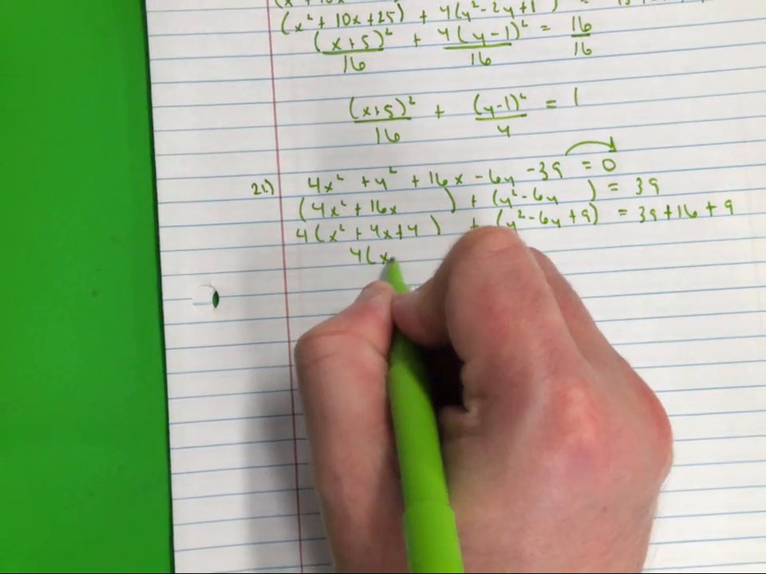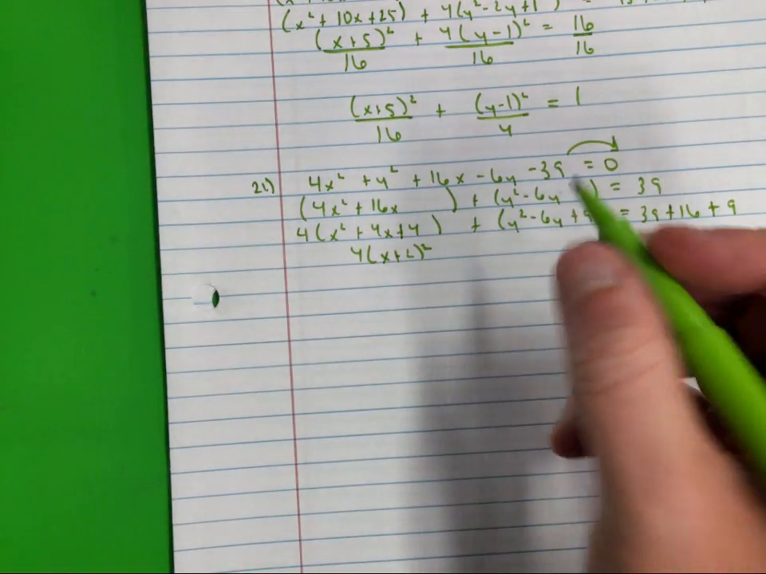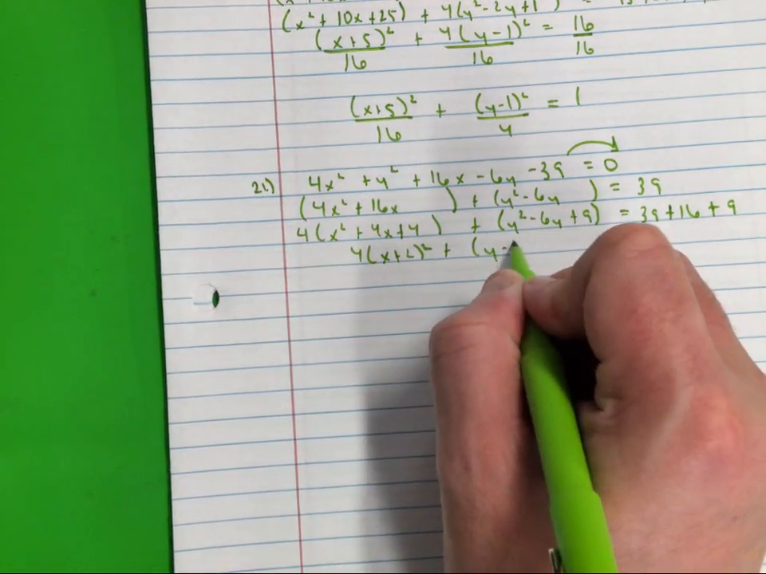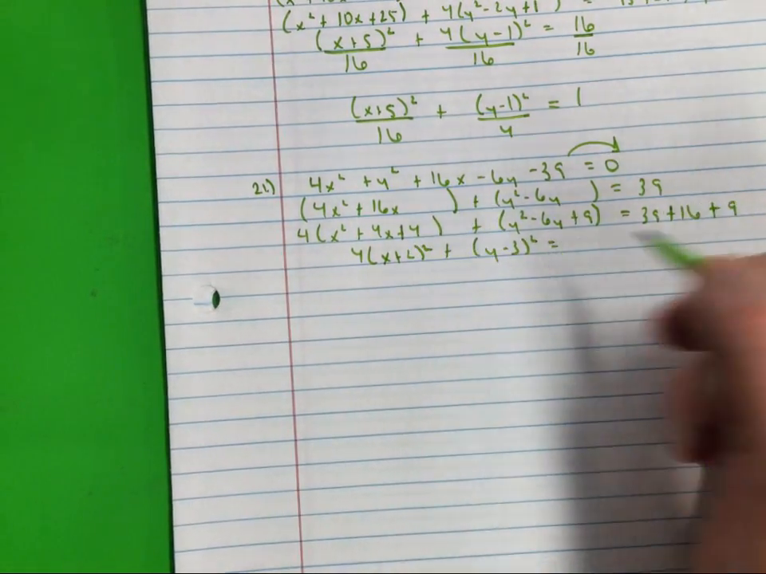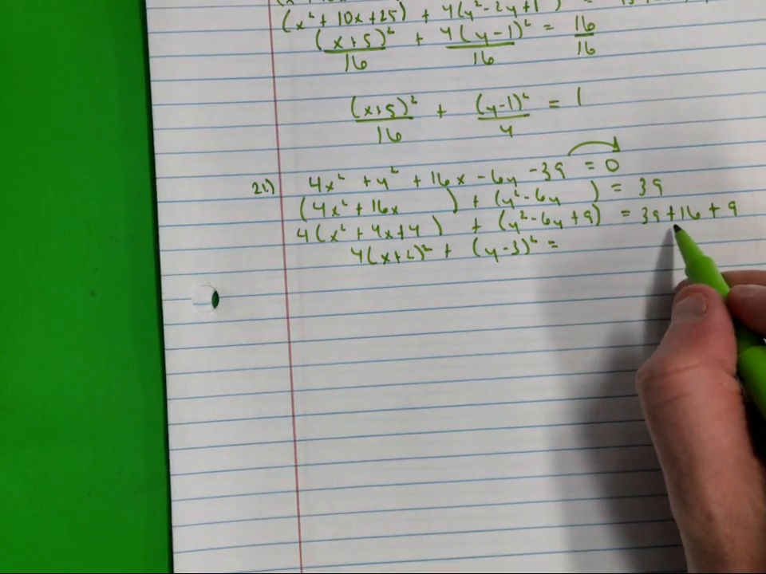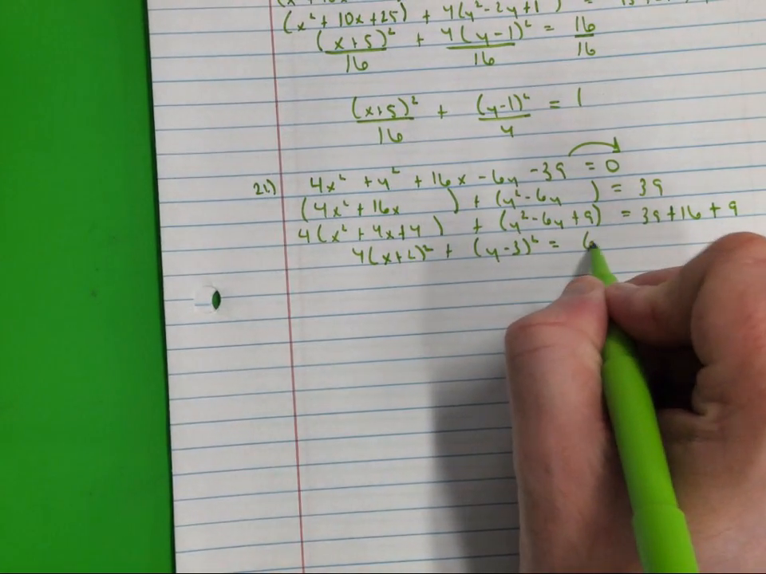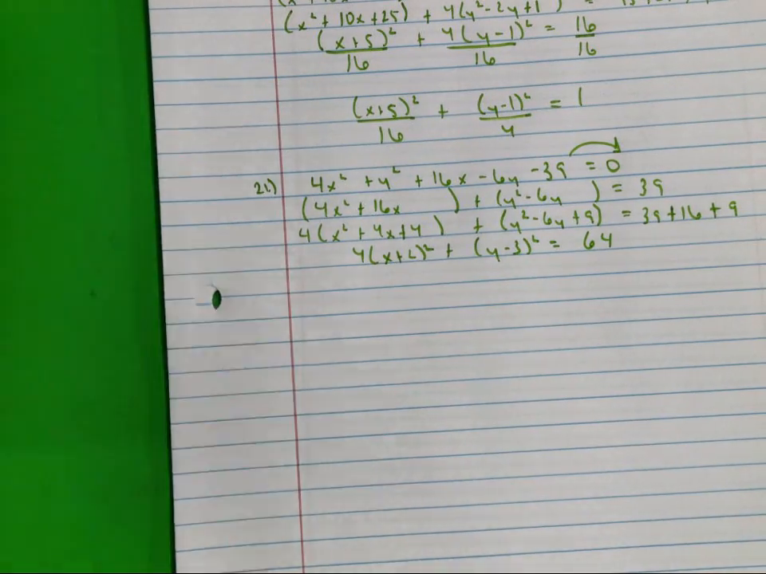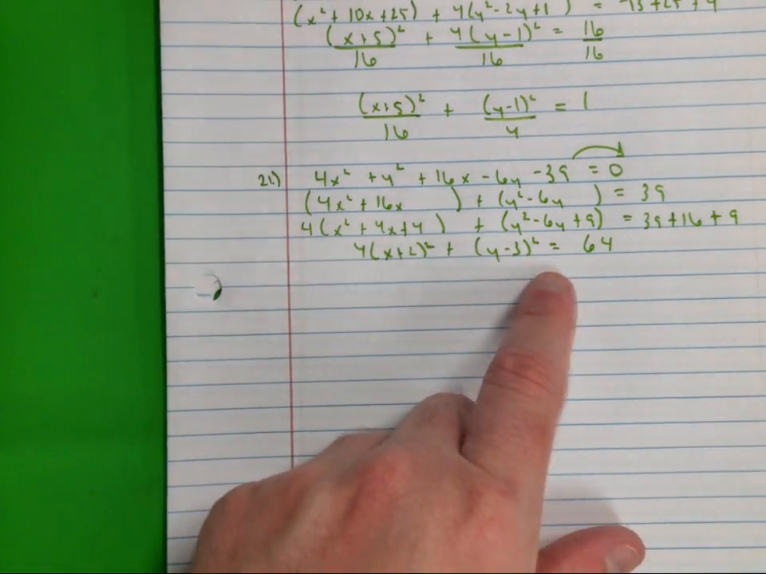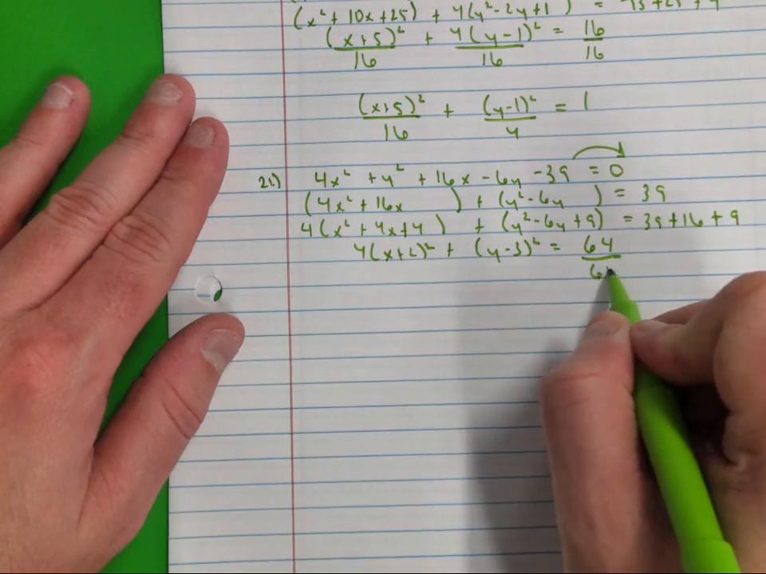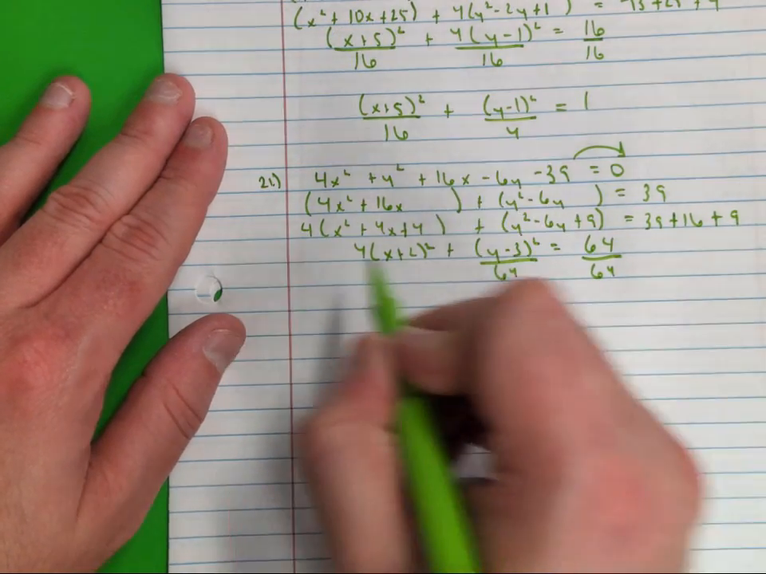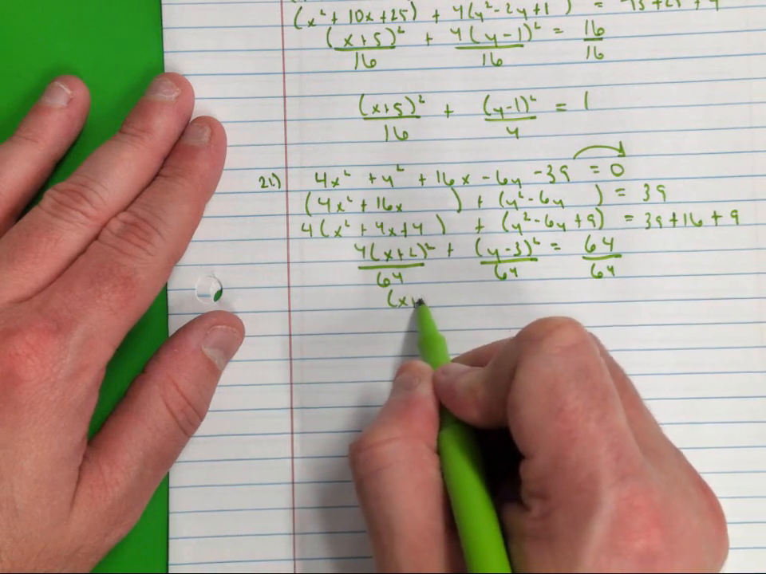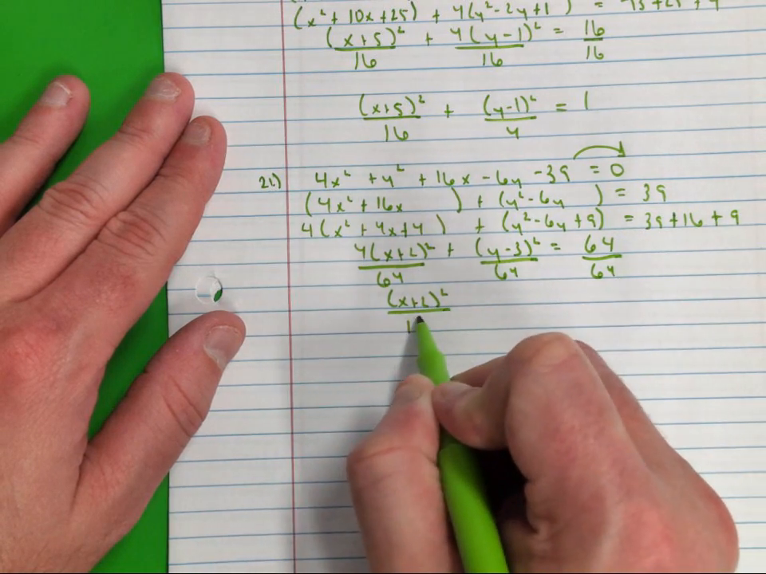Now it's going to be 4(x + 2) squared plus (y - 3) squared equals, is that 64? Okay, equals 64. Thank you. Now, what's wrong with this? It needs to be set equal to what? So I'm going to divide everything by 64. 4 goes into 64 16 times.